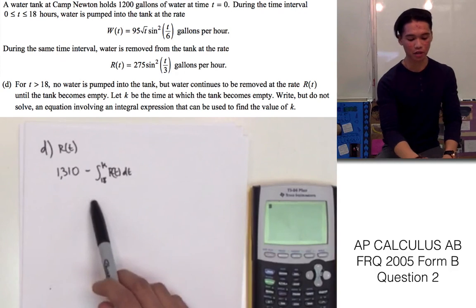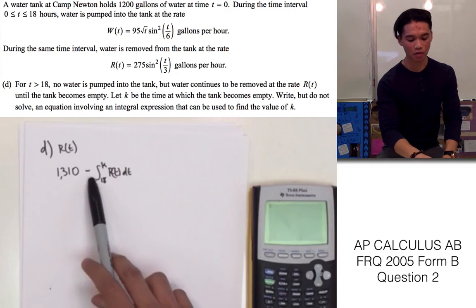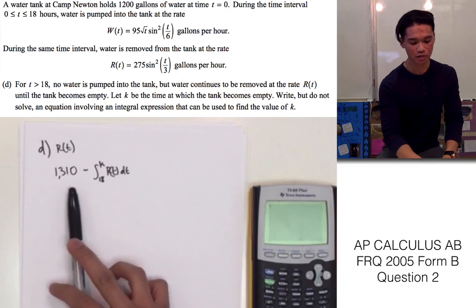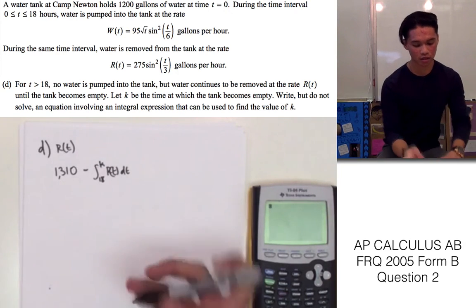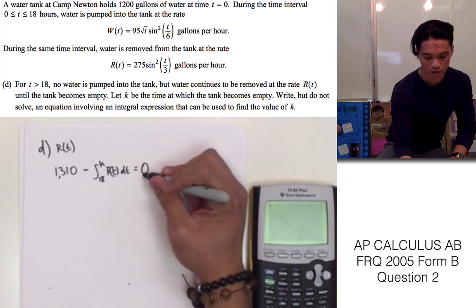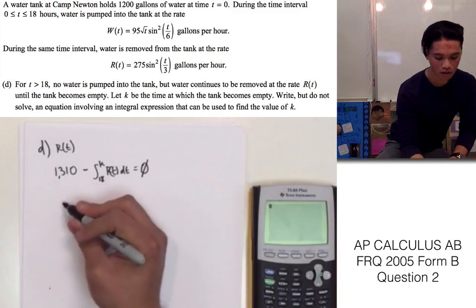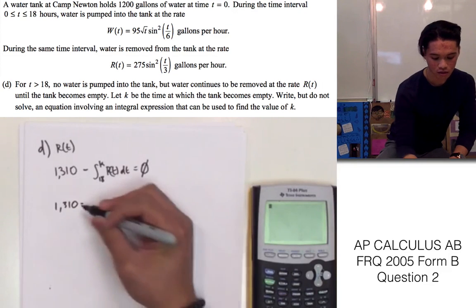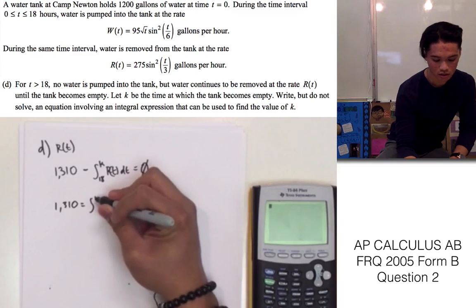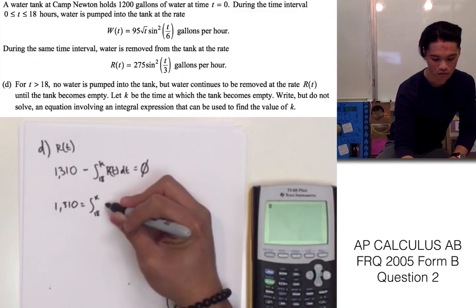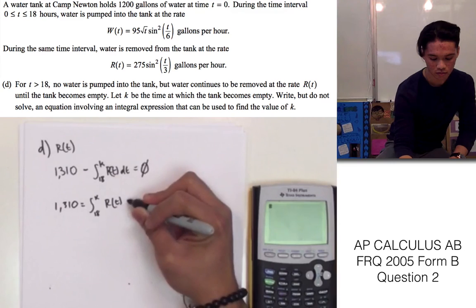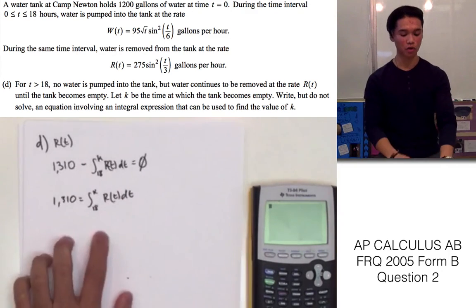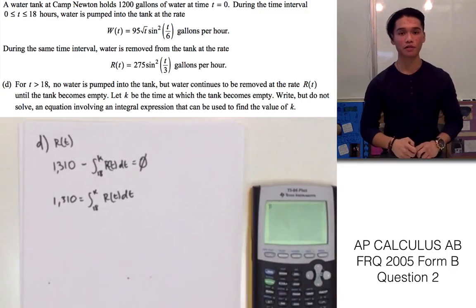Okay, so the function right here models the amount of water that is removed from the tank after t equals 18. And we'll have to equate this to 0. Go ahead and do your simple algebra skills. Add on both sides. And this is the function that represents the amount of water that's being pumped out of the tank after t equals 18.